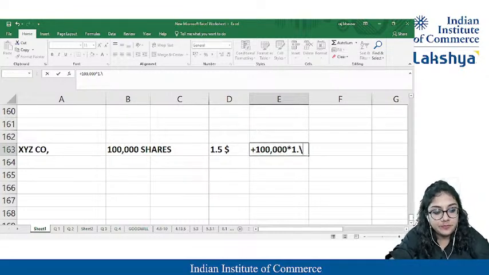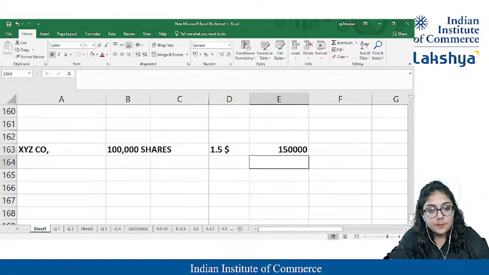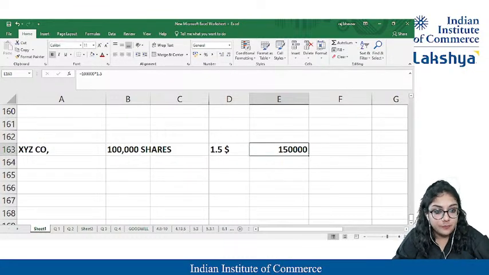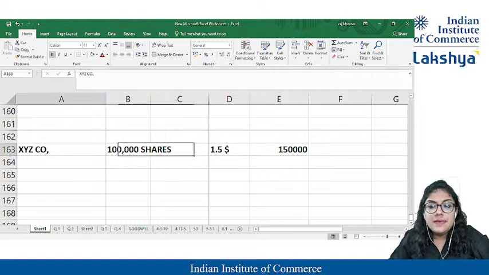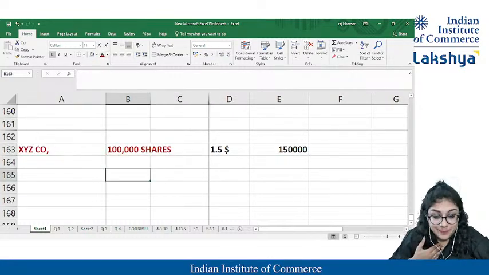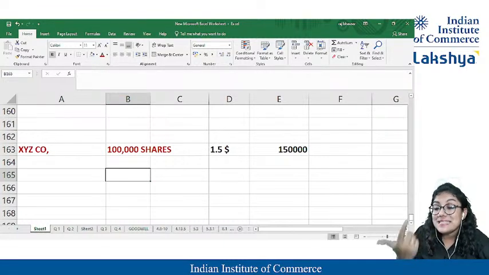It could be like 1.5. Okay. Yeah, so it will be 150. Yeah, that is sure. Now XYZ company is having 1 lakh shares, and I am the parent company. Now you need to tell me how much holdings I will be having.